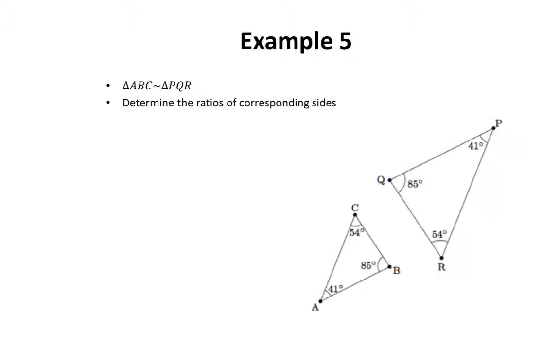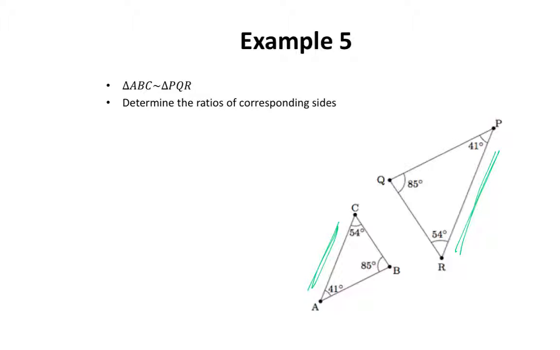In our fifth example, we are told that triangle ABC is similar to triangle PQR. We also want to determine the ratios of corresponding sides. Again, we're going to start with a random side. Let's start with side AC. Now, to find its corresponding side, you're going to have to use the angles. So if you can see, side AC has the angles 41 degrees and 54 degrees. So you want to look at the other triangle and find those angles as well. That would mean that side PR is the corresponding side.